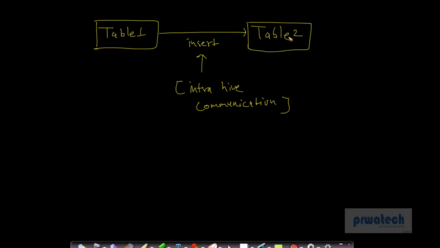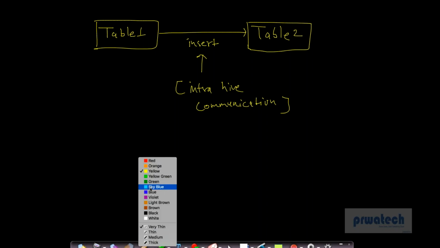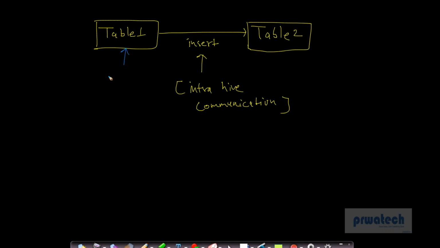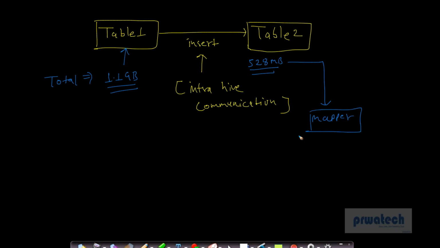Now, when I do table 1 to table 2, and let's say in table 1, I have a total of 1.1 GB of data. Okay, this is the total records available in this table. And from this table, I want to insert 528 MB of data. I'm just assuming the number, okay? Out of 1.1 GB, I want to write this much of information from this table to this table, and all the data is present in table 1. So how many number of mappers are they going to release? That's one question.